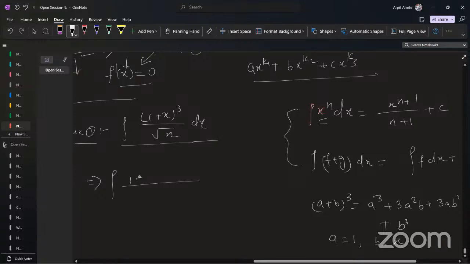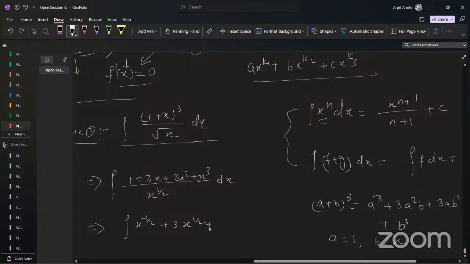We have 1 cube, which is 1, then 3x, then 3x square, then x cube, divided by, here, under root x, which can be written like this, dx, right? Now spread it. What will you get? You will get 1 by x raised to the power half. It means x raised to the power minus half, plus 3 into x raised to the power 1 divided by x raised to the power half. It means x raised to the power 1 minus half.